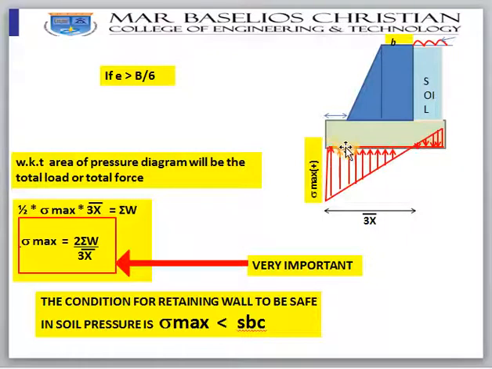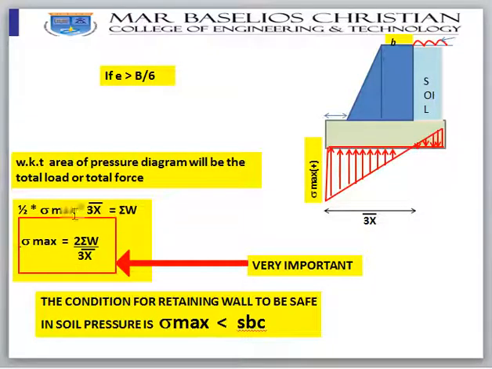So consider only this portion. Forget about this portion, it is negative. Only this triangular portion you take. Height is 3x bar and base is sigma max. If I take the area of this one, that will be the total load or total force. We know that area of pressure diagram will be the total load. So half into sigma max into 3x bar will be sigma W. The total load will be sigma W. Therefore sigma max is equal to 2 sigma W divided by 3x bar.